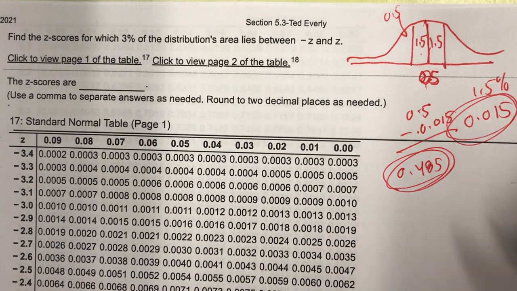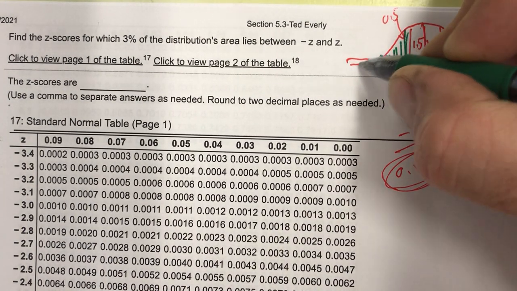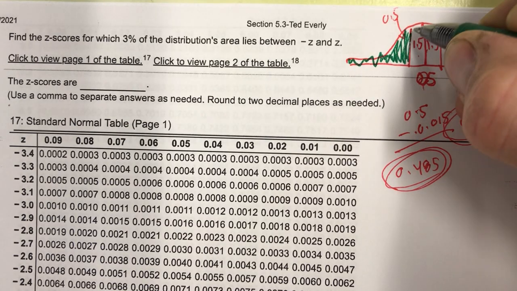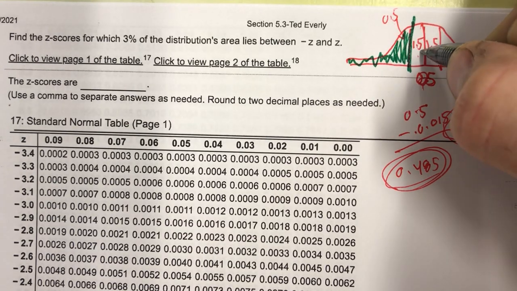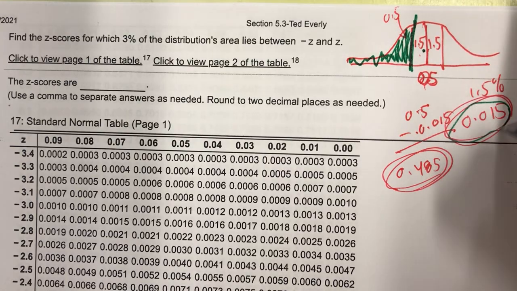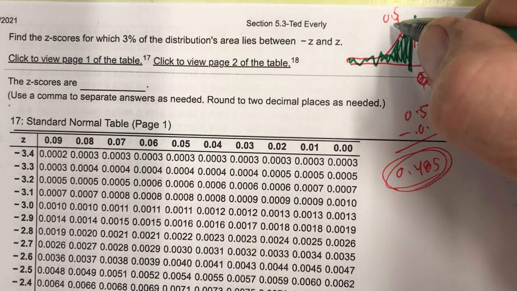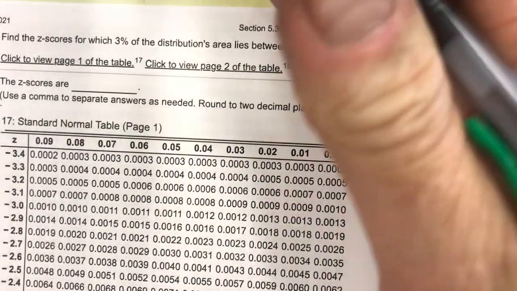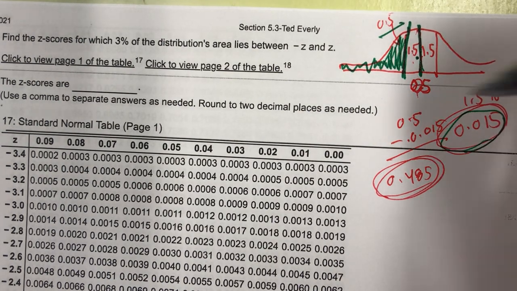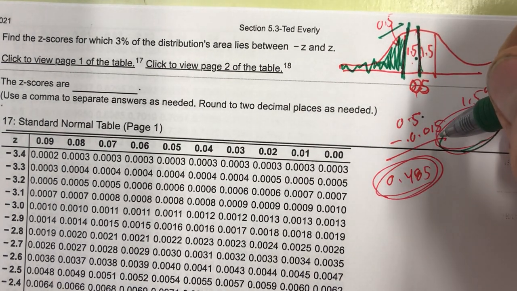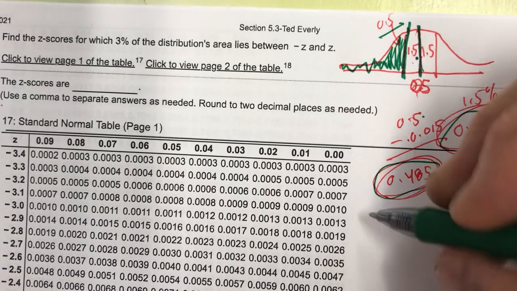Okay, so again, we have to have the area to the left of that value. To figure out what the left of this is, 1.5%, which is 0.015, I've got to subtract that from 0.5, because right here, to the left of that is 0.5. So I do 0.5 minus 0.015, which I get right here, and this is what I look up.